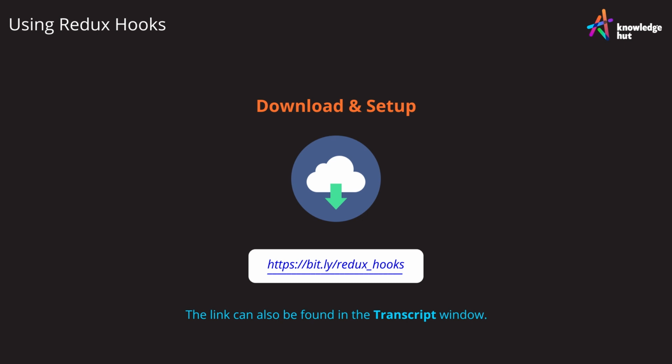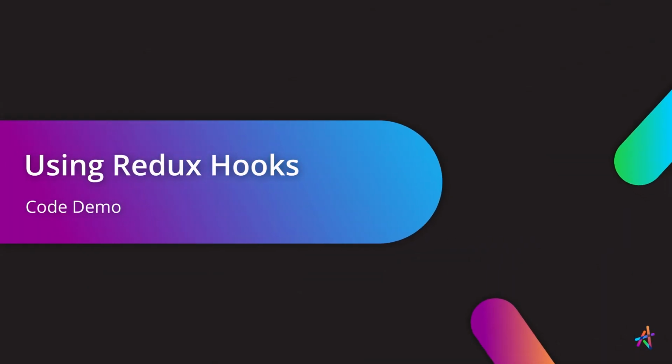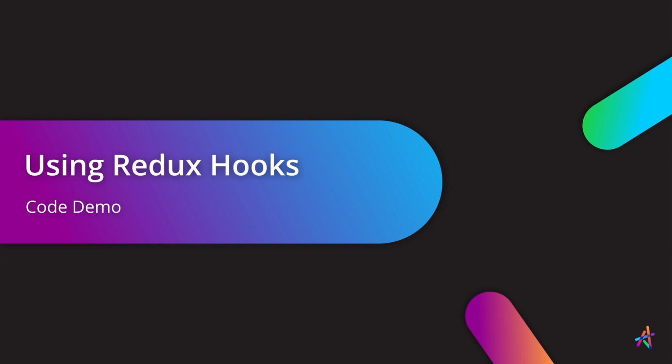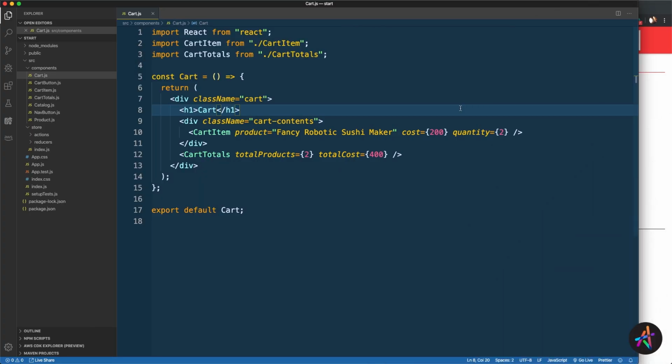Once again, continue working with the outcome of the previous video, or you may download the project from the link given on the screen. The cart component renders two components, namely cart item and cart totals. Based on the contents of the items array in the cart, multiple instances of the cart item component are rendered. The cart totals component just displays the total number of products and the total cost of the cart.